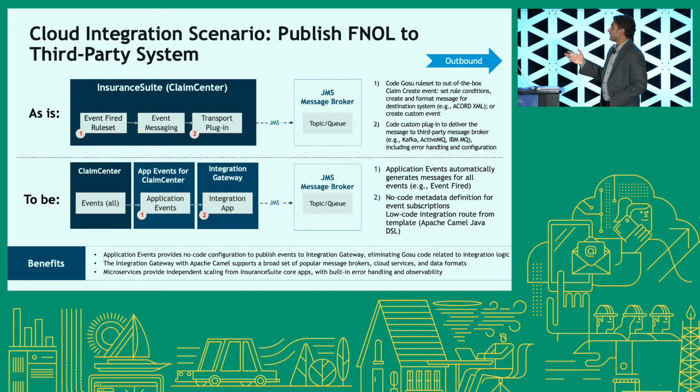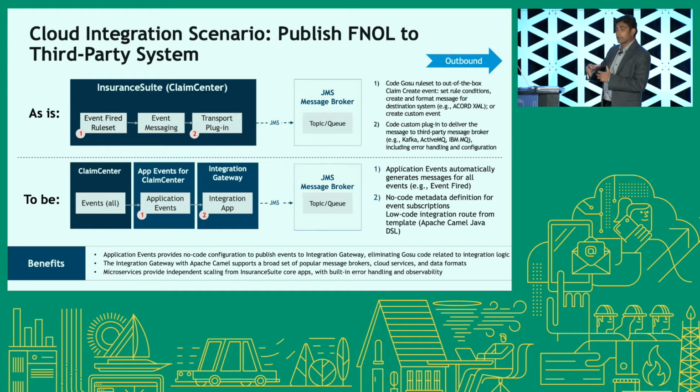So this is another example. This is an outbound, right? Where you actually have to publish outbound messages. Again, in the as-is scenario, you have to write Gosu code for eventing, right, or triggering events. And then you also have to write Gosu code to deliver those events and messages to the third-party broker.